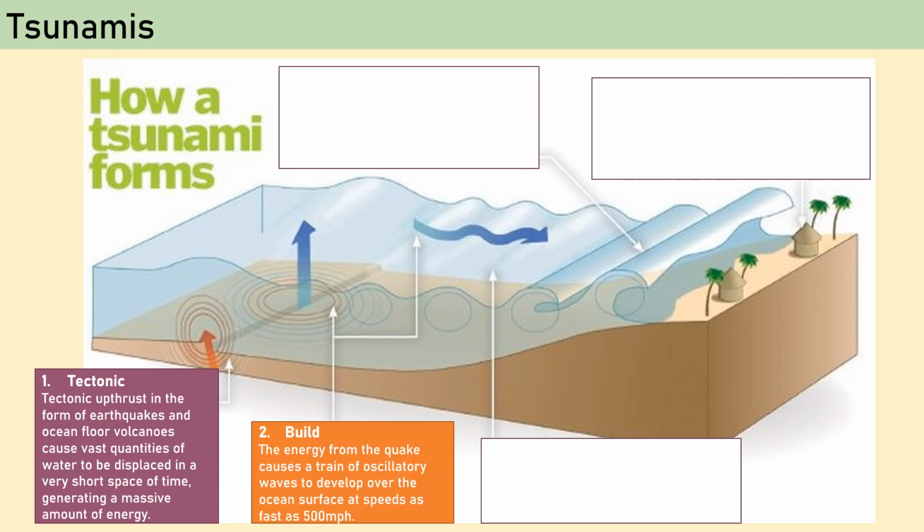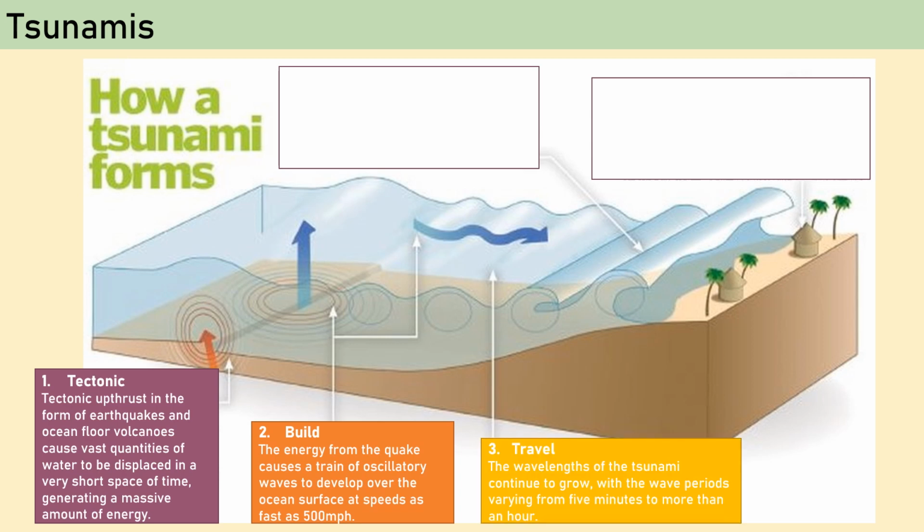Then the energy from the earthquake actually causes a train of what we call oscillatory waves that develop over the ocean surface, and they start traveling outwards in all directions at speeds of up to 500 miles an hour. This is like what I said in the lesson on Monday, where this is like you're dropping a pebble in a pond and it ripples out in every direction.